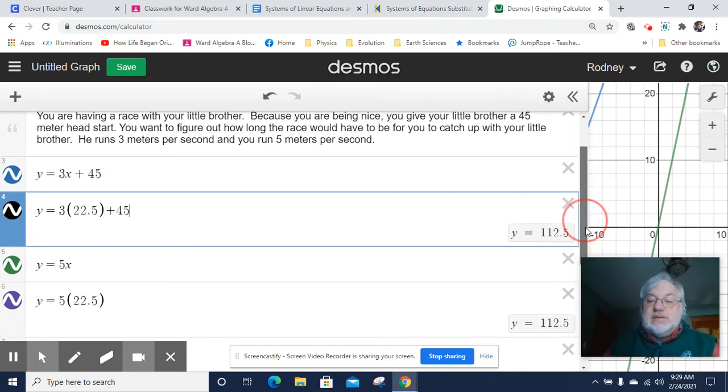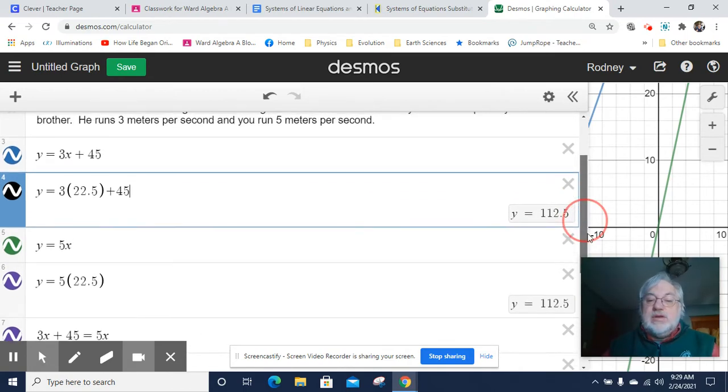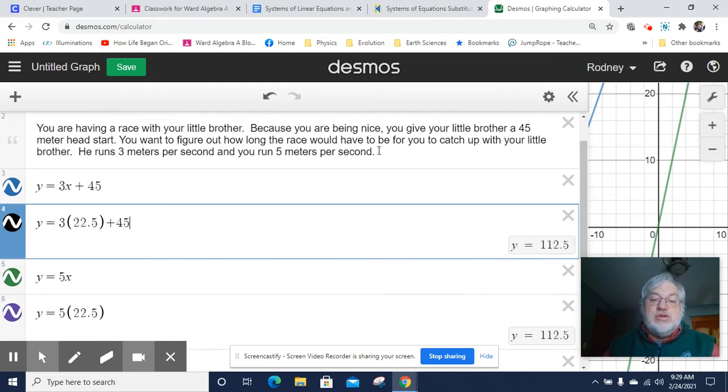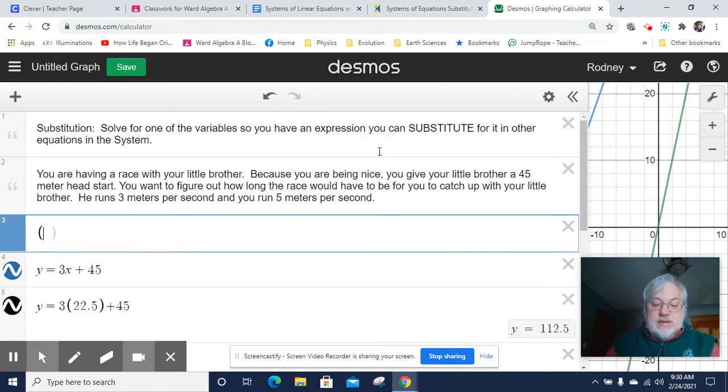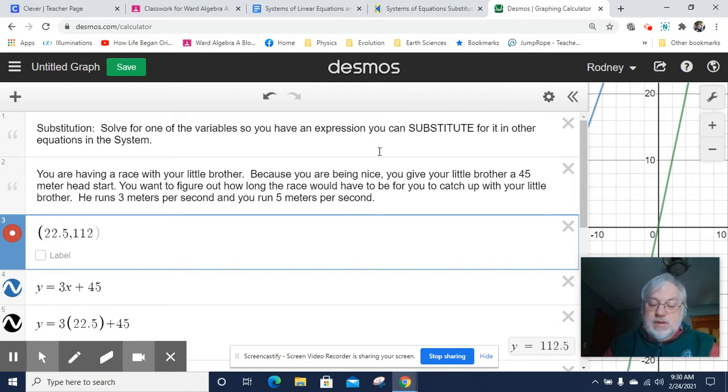So y is 112.5. And so we have a solution for this system of equations at x is 22.5 and y is 112.5. So after 22.5 seconds, you will have each gone 112.5 meters.